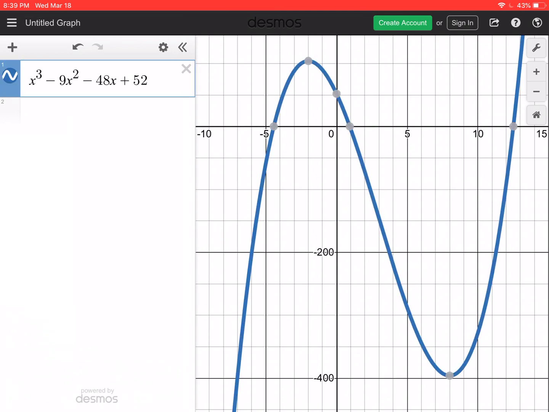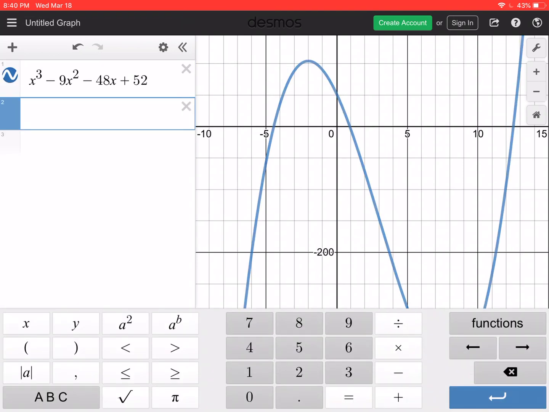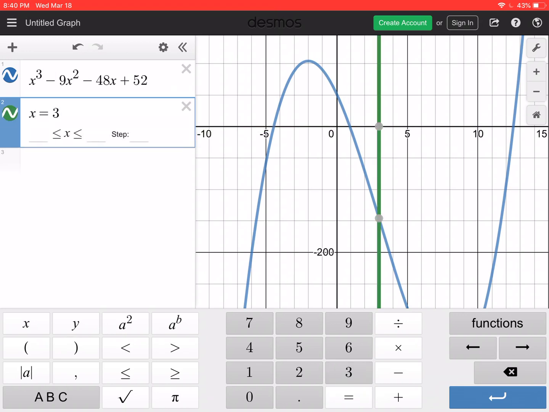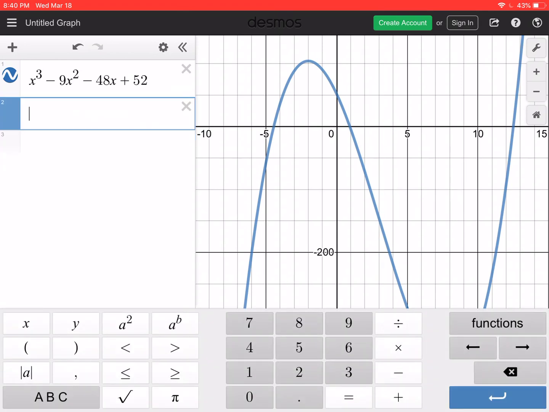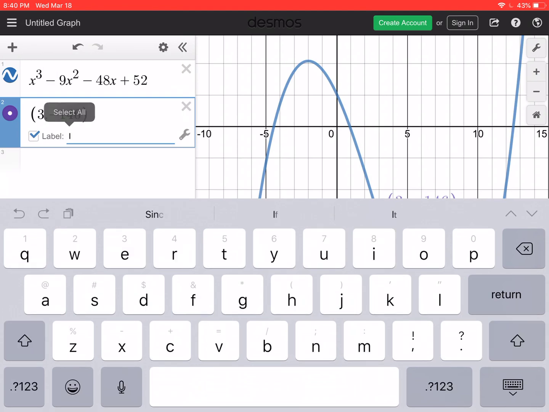But notice, again, this point up here, that was our local max, right? Our negative 2, 104. There's our local min, the 8, negative 396. The inflection point, we said, was at x equals 3. So that would be right there. And if you plug that into the original function, you'll find that you do get the point 3, negative 146. So let's just plot that really quickly. So that's 3, negative 146. So this is our inflection point.